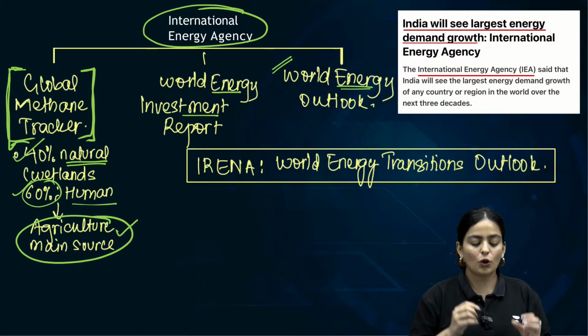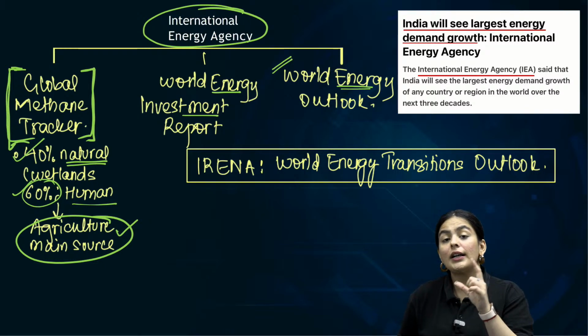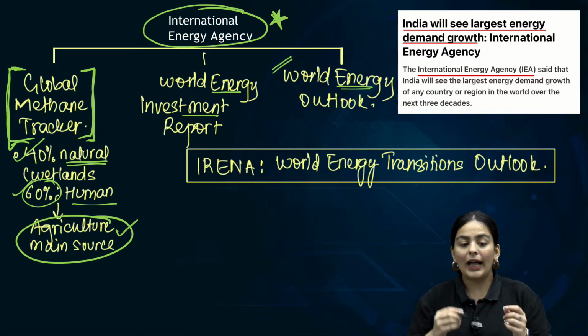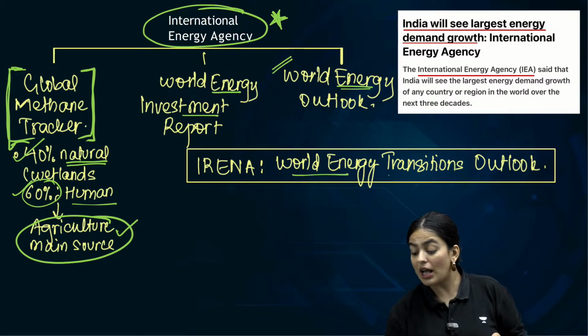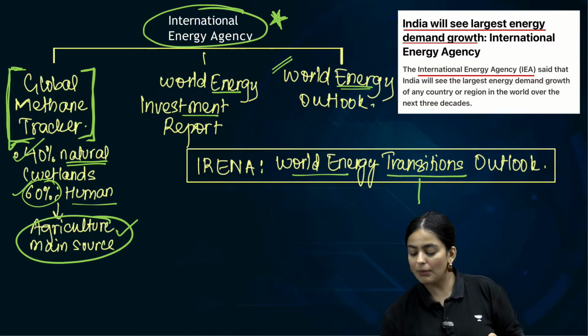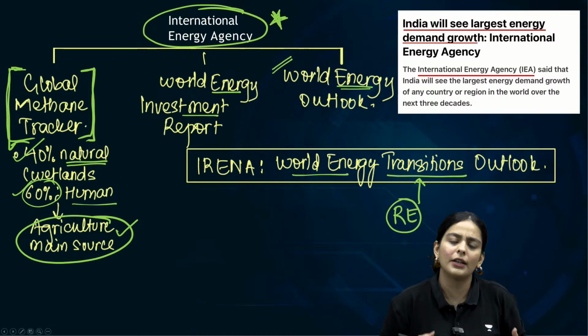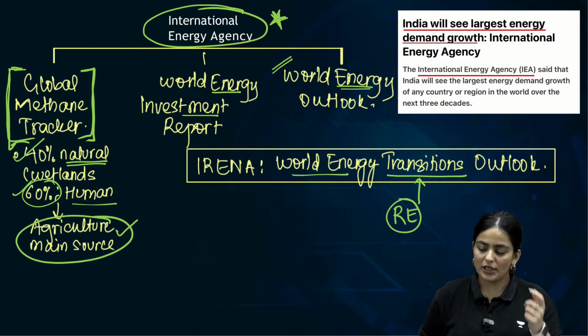Clear about this? So Global Methane Tracker, World Energy Investment Report and World Energy Outlook, all three are reports of the International Energy Agency. Clear? IRENA is basically releasing the World Energy Transitions Outlook. Please remember, when the word transitions comes, it will talk about transitioning to cleaner or renewable energy sources. That is how you can remember that. Okay. So first is incorrect.